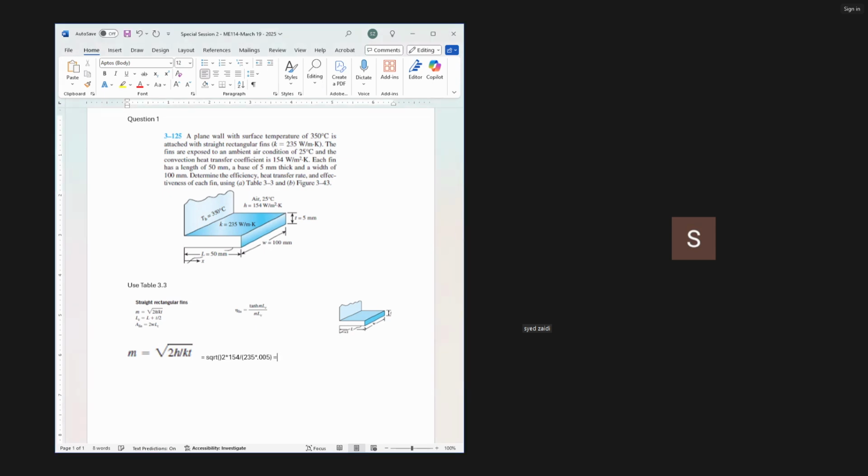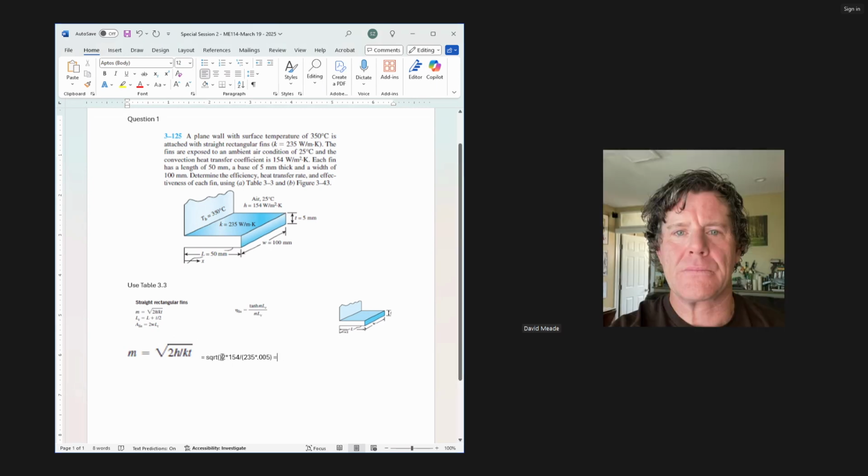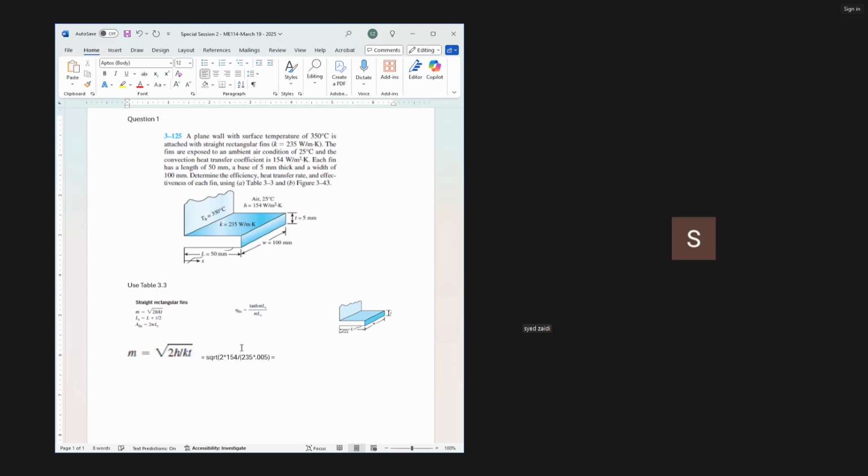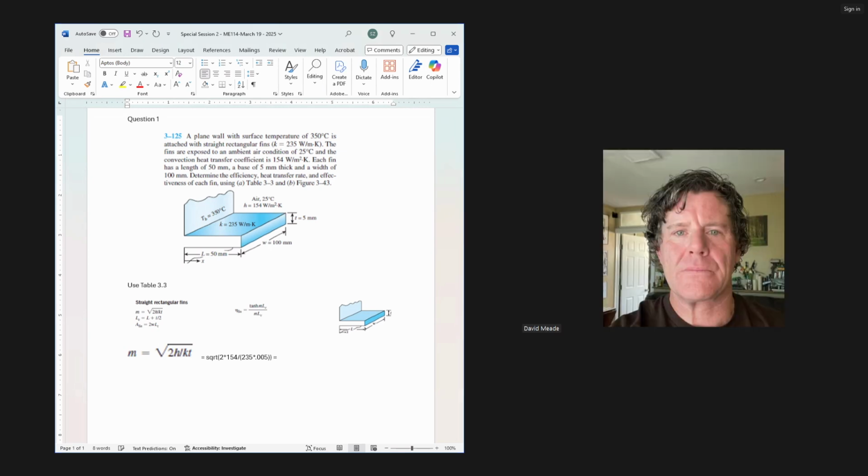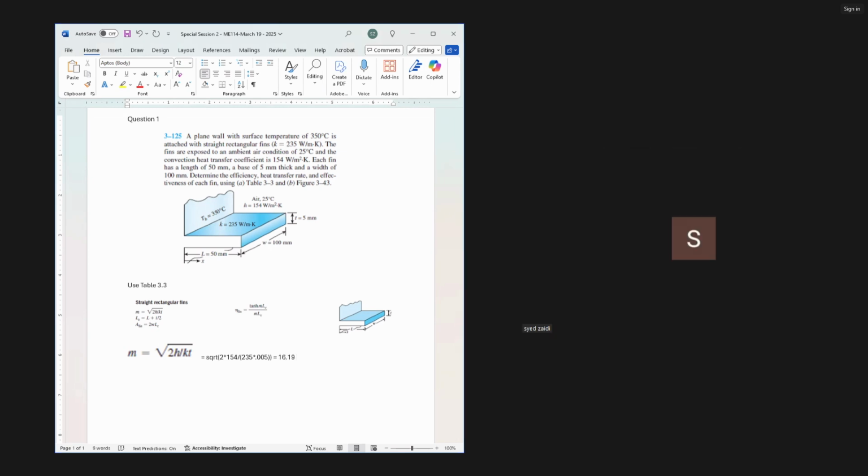Square root and get the value of m. So get the value of m quickly, please. What's the answer? I think I got 16.19. Okay, so I have to put another bracket here, and it is 16.19, and obviously it is per meter, minus 1.